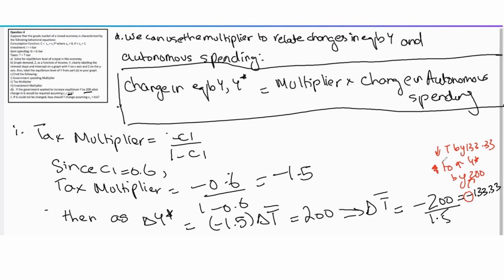Again, because of the multiplier process, the change in T bar that is required is less than the change in Y star that you want to achieve. So just keep in mind the multiplier tells us how much equilibrium output changes due to one unit change in autonomous spending. And we can use the multiplier to relate changes in equilibrium output and autonomous spending, where we can say the change in equilibrium Y is the multiplier times the change in autonomous spending.